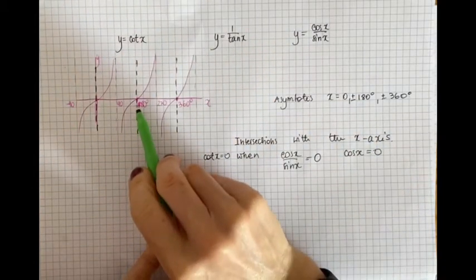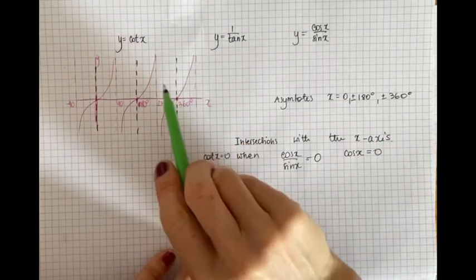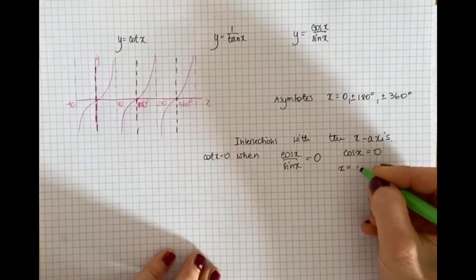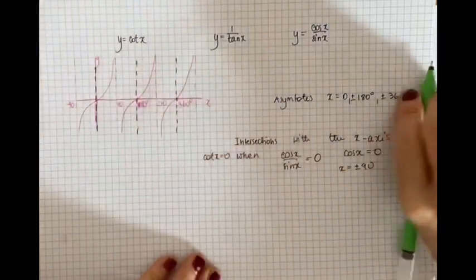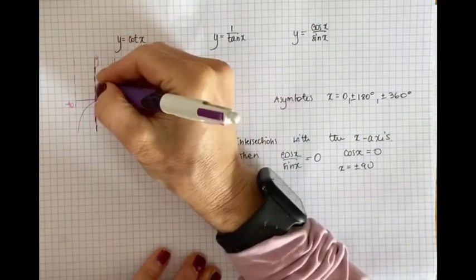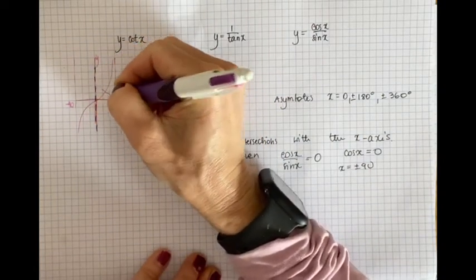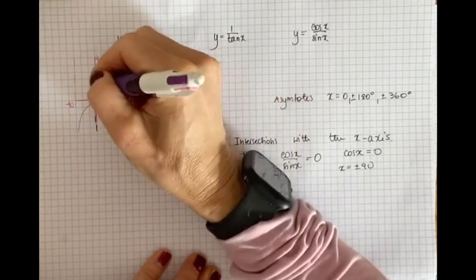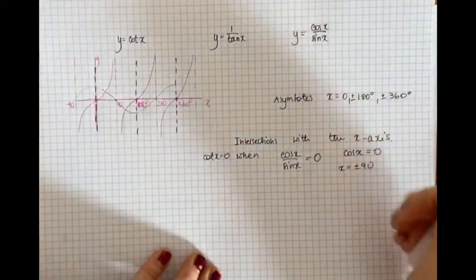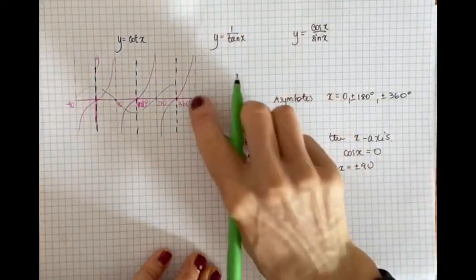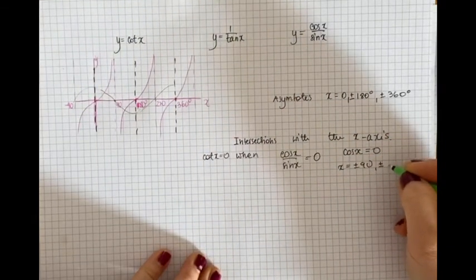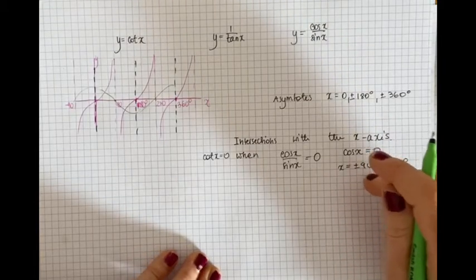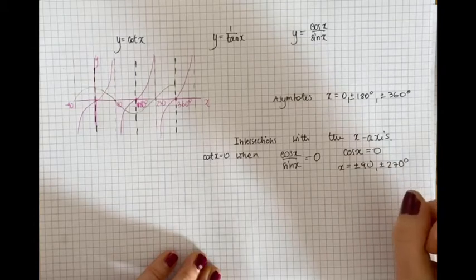Cos x is equal to 0, and if I were to draw a cos graph, it would happen at 90. I just sketch it really lightly to remind you. It will look like this. So it's 90, you can just solve it using a calculator, and plus or minus 270, and then you've got 450. But let's just stay at those values. So that is going to be where my cot will cross the x-axis.